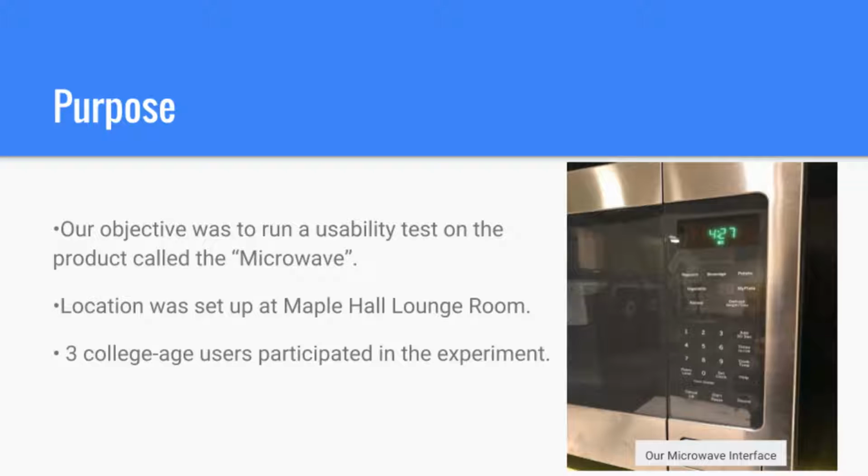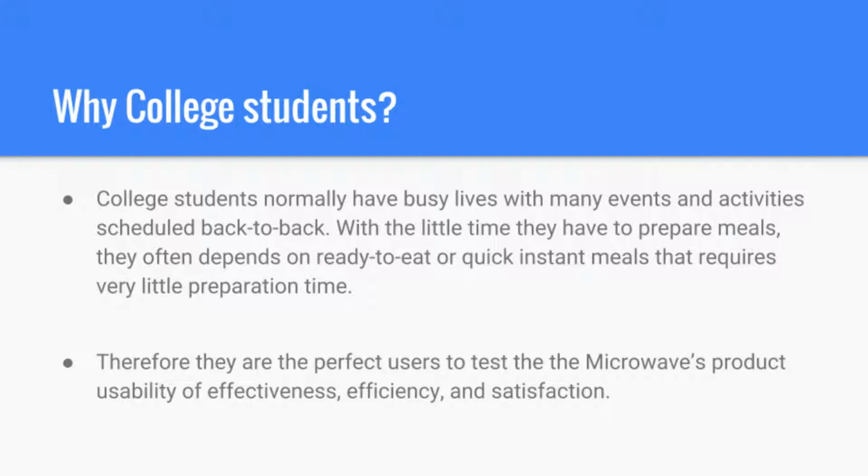called the microwave. The location was set up at Maple Hall Lounge Room. The users that participated in this experiment were 3 college-age students. Why college students? College students normally have busy lives, with many events and activities scheduled back-to-back.